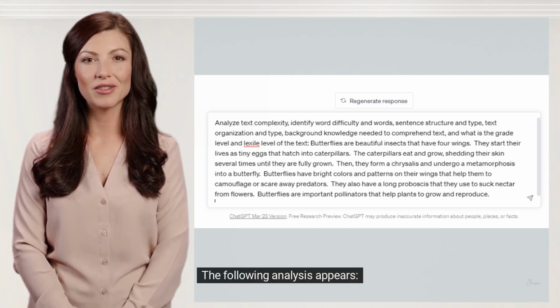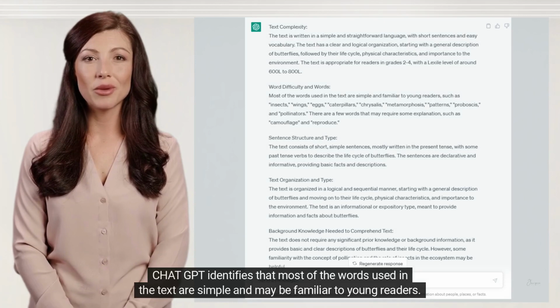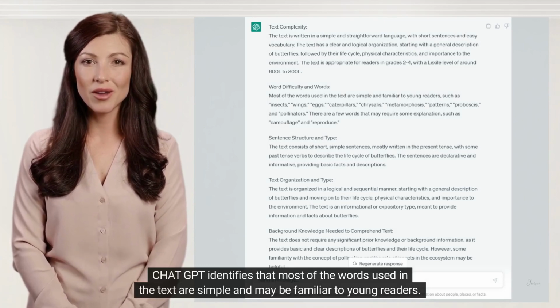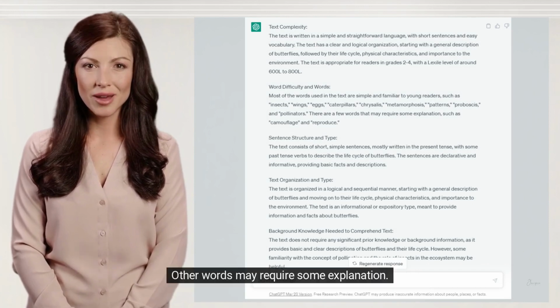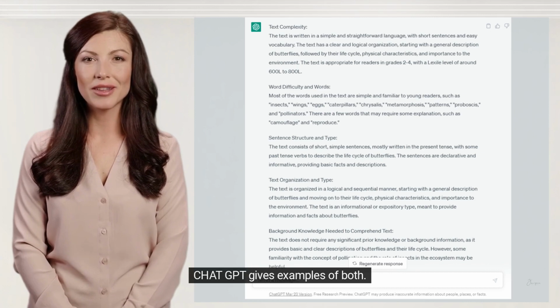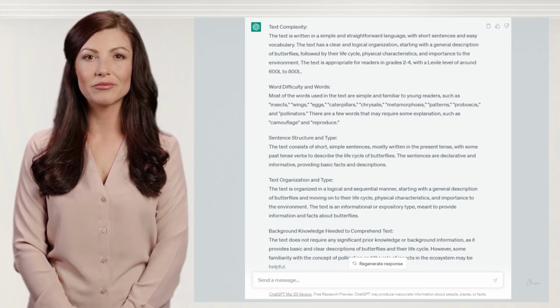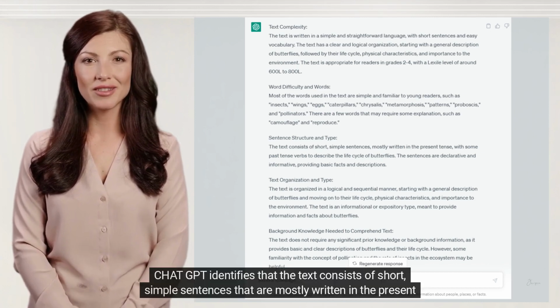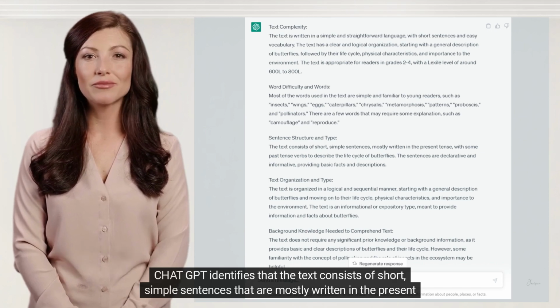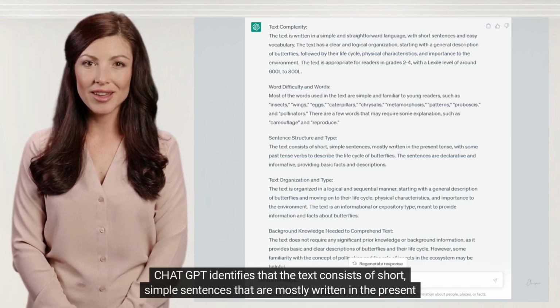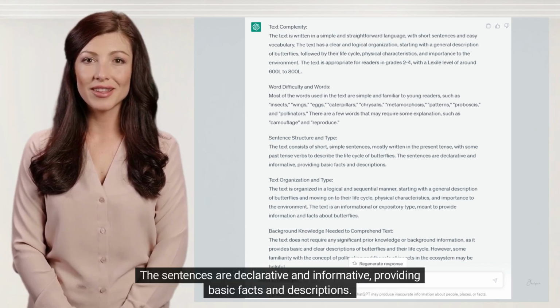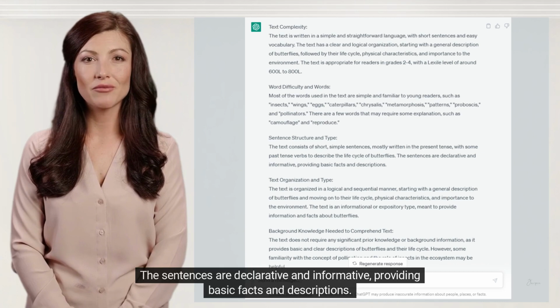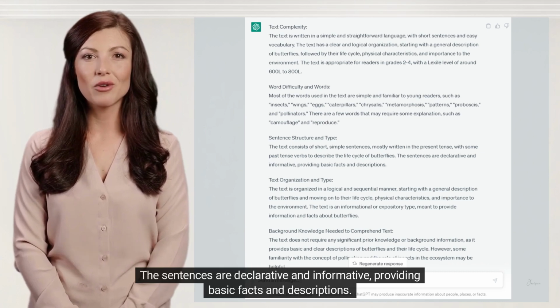The following analysis appears. ChatGPT identifies that most of the words used in the text are simple and may be familiar to young readers. Other words may require some explanation. ChatGPT gives examples of both. ChatGPT identifies that the text consists of short, simple sentences that are mostly written in the present tense, with some past tense verbs. The sentences are declarative and informative, providing basic facts and descriptions.